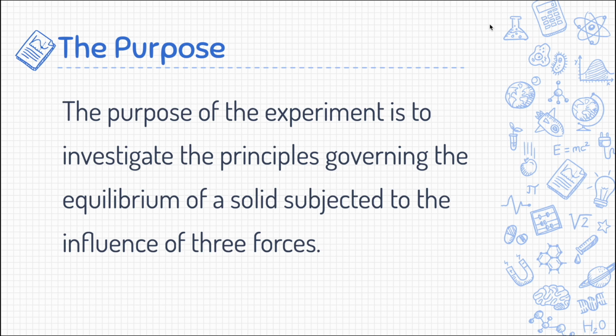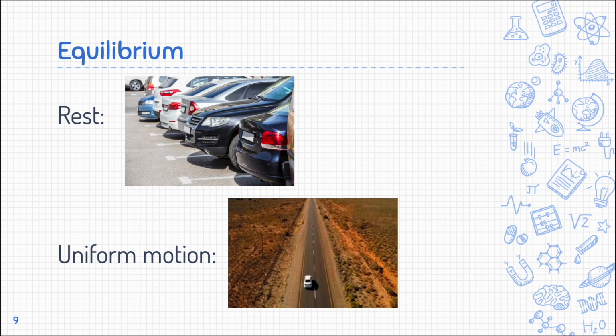The purpose of this experiment is to investigate the principles governing the equilibrium of a solid subjected to the influence of three forces. Equilibrium is a fundamental concept in physics. Equilibrium is achieved when the net force acting on an object is zero, resulting in a state of rest or uniform motion. By systematically applying forces of varying magnitudes and directions to a solid object, we will gain practical insights into the delicate balance needed for equilibrium. The investigation will involve the careful adjustment of force vectors and the measurement of resulting effects.